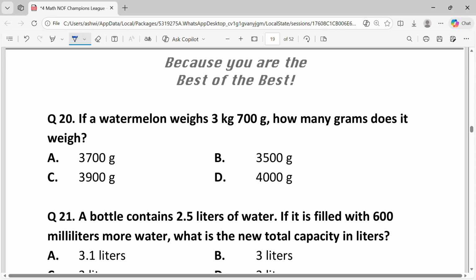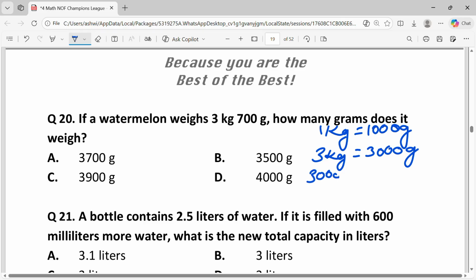Question 20. If a watermelon weighs 3 kgs 700 grams, how many grams does it weigh? We know that 1 kg is equal to 1000 grams. So 3 kg is equal to 3000 grams. So the total weight is 3000 plus 700, that is equal to 3700 grams. That is option A.